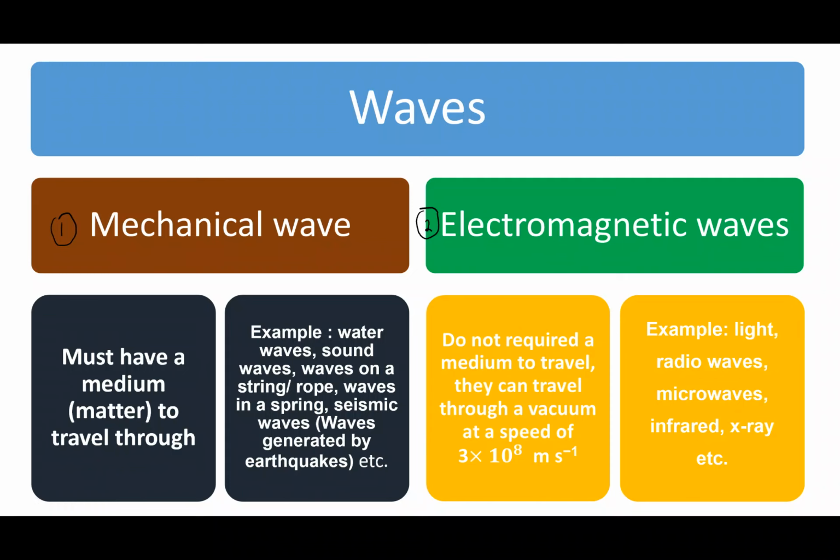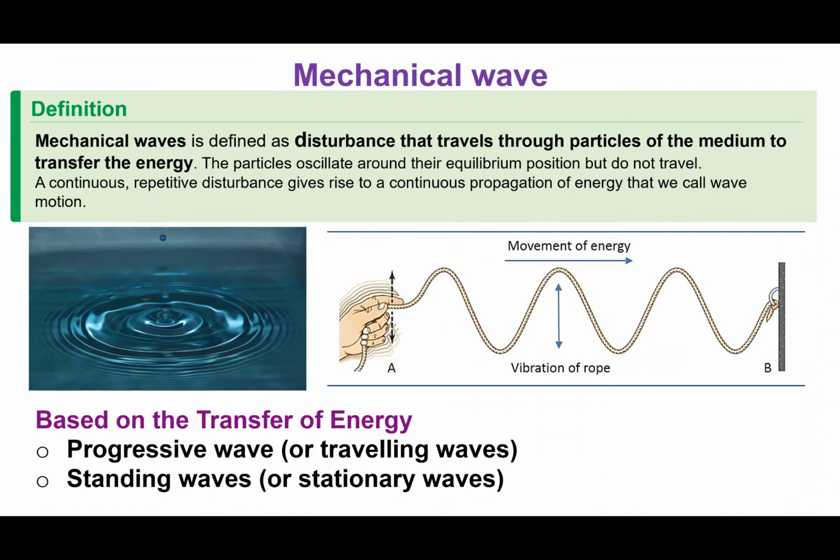And for the electromagnetic wave, actually we don't need medium to travel through. So for example, light, macam contoh cahaya daripada matahari, kita tak perlukan apa-apa medium pun untuk light travel through. So radio wave, microwave, infrared, and also X-ray. So in this topic, most of the time we just talk about the mechanical wave. Okay, so what is the mechanical wave?